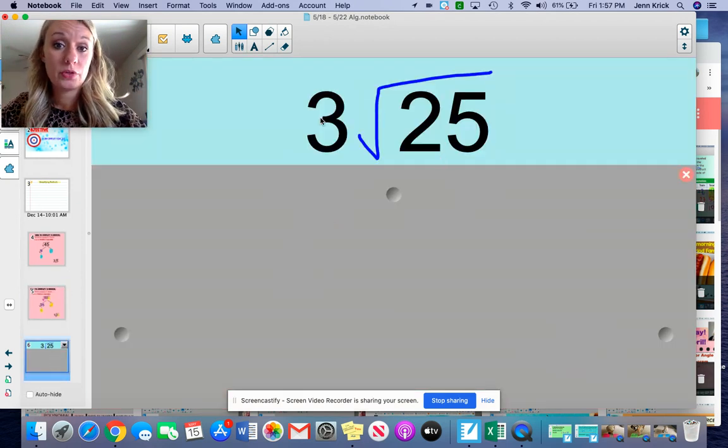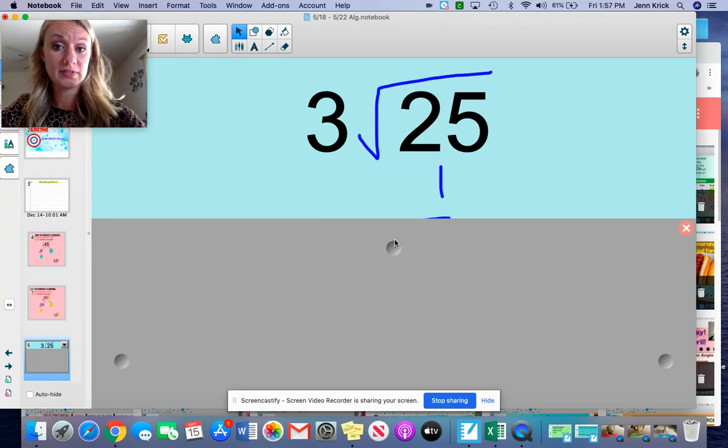If I gave you 3 rad 25, the 3 is going to stay out here. There's nothing you can do with it. It's just kind of like a constant or a coefficient if you're thinking about it, even though there's no variable. But can you simplify the square root of 25? Well, I know that the square root of 25 is 5.